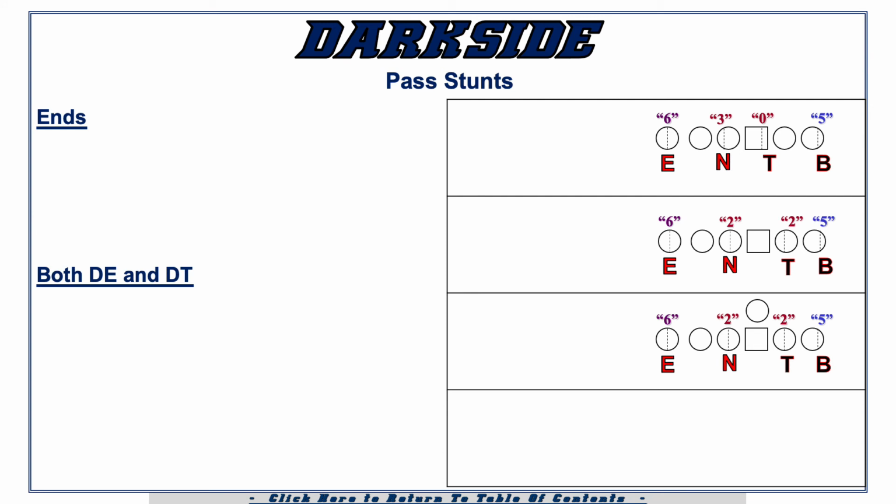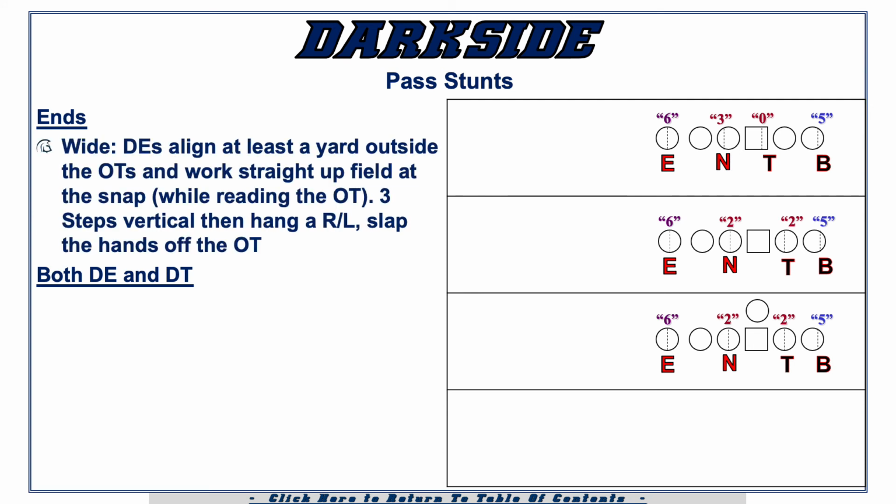So the last of the pass rush stunts, one of the ones that we have that are unique to the DEs, is what we call wide, and it is exactly like it sounds. Our DEs will widen out a yard outside the offensive tackles. Now this is pretty rough against a tight end, but it is something that we can do, although we can call wide strong and wide weak if we feel like we have a scrambler that we need to contain.